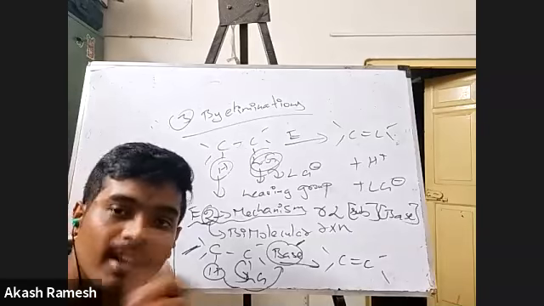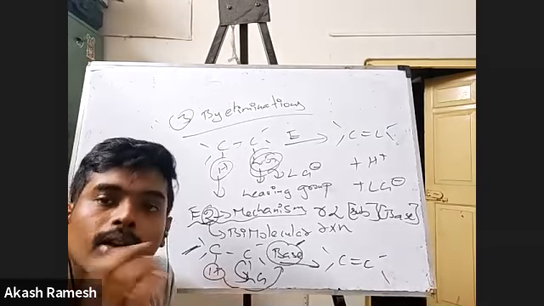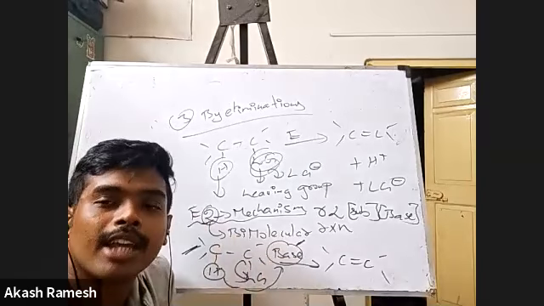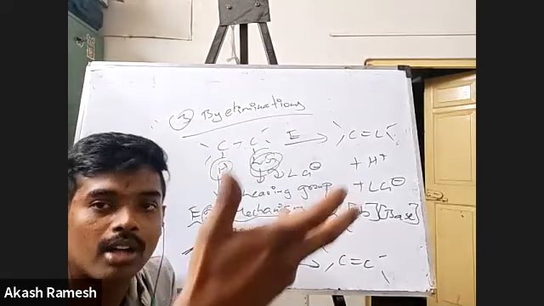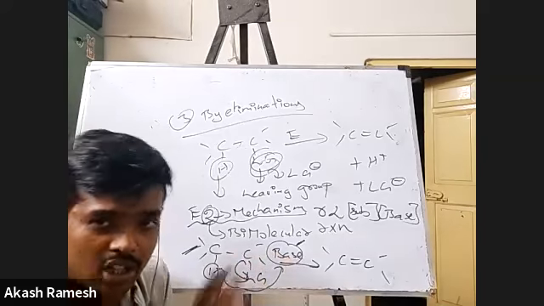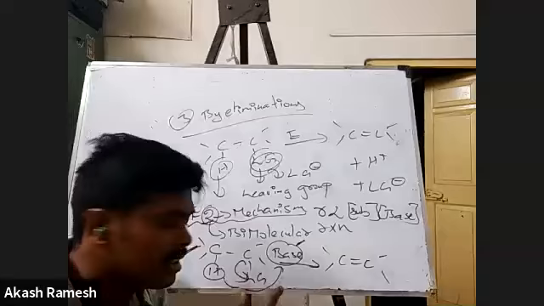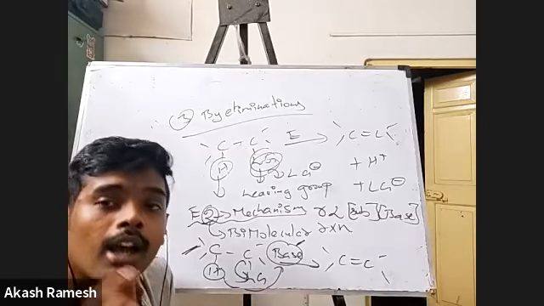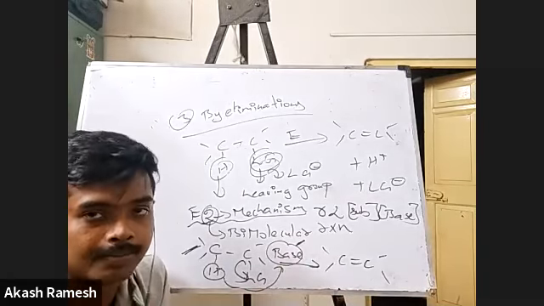Now, when I go for E1, obviously you'll understand that I'm going to call it a unimolecular reaction. That means only one of them will be capable of affecting the rate of the reaction. The other one, even if you change its concentration, has no role to play in deciding how fast or how slow the reaction happens. But in the E2 case, both concentrations have a role to play in deciding how fast or how slow this reaction is going to happen.